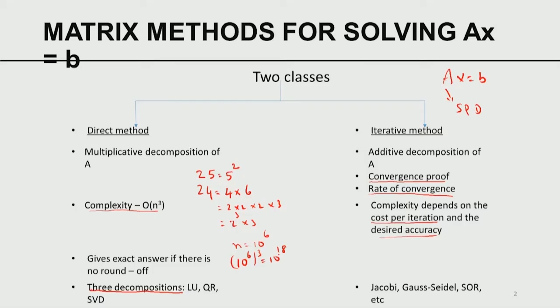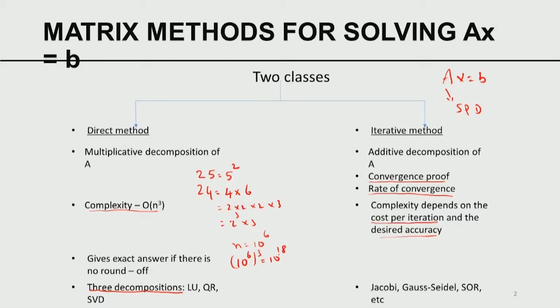We will try to provide an estimate of how long it takes to be able to solve a million by million system as we go by. But at this stage, I would like to concentrate on two mutually exclusive classes of algorithm. One depends on multiplicative decomposition, the other depends on additive decomposition.